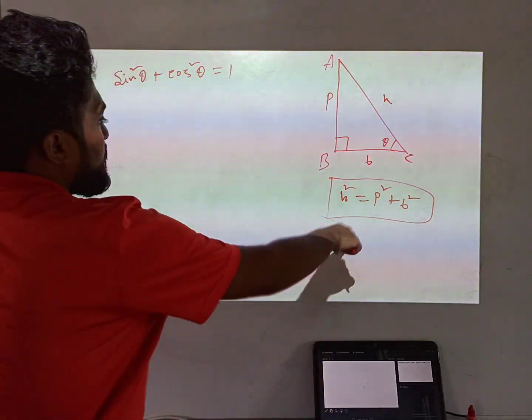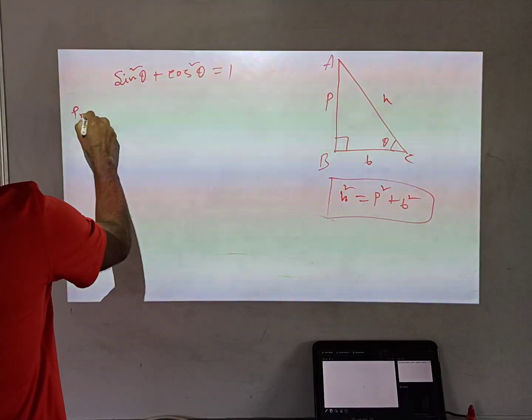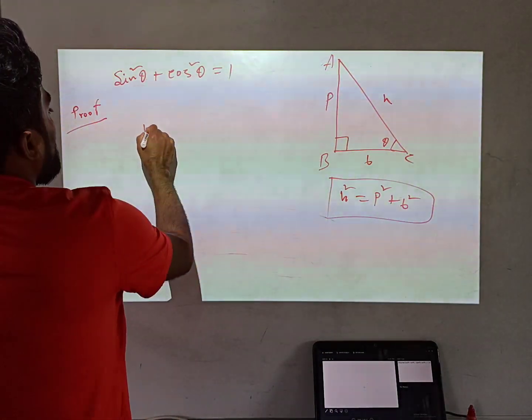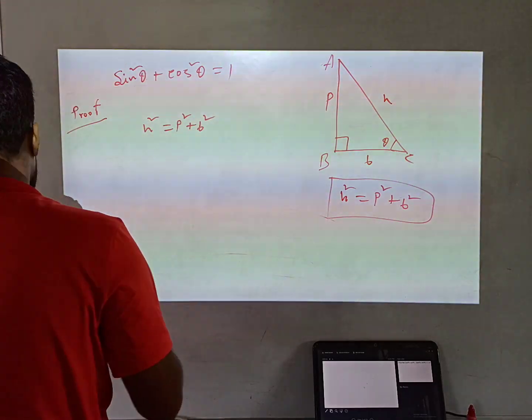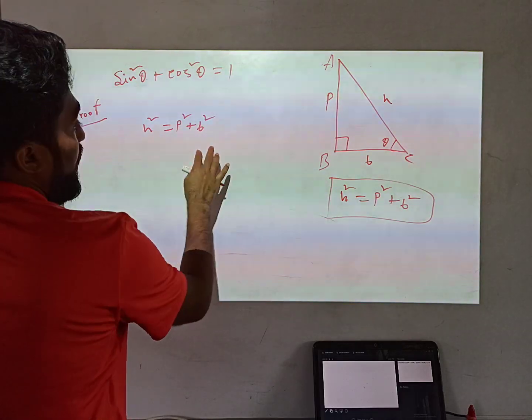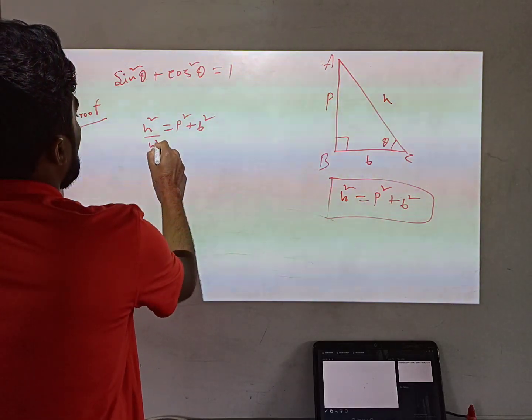Okay, how to prove this? So first I will write this Pythagoras theorem: h square equals p square plus b square. Now to prove this, I will divide both the sides by h square.